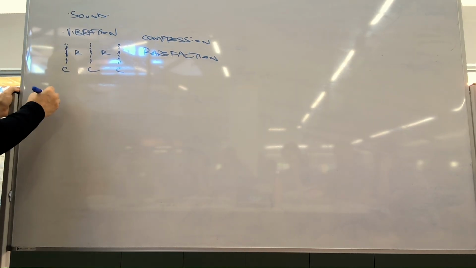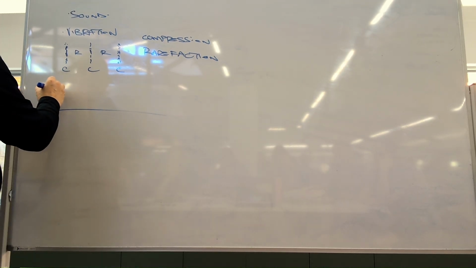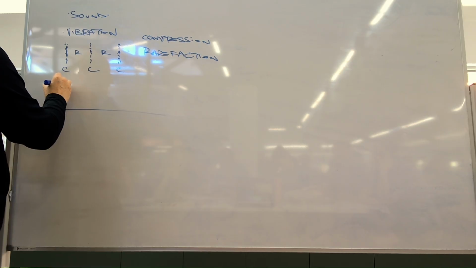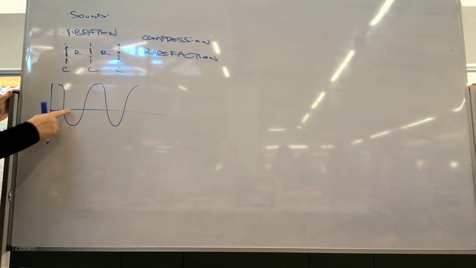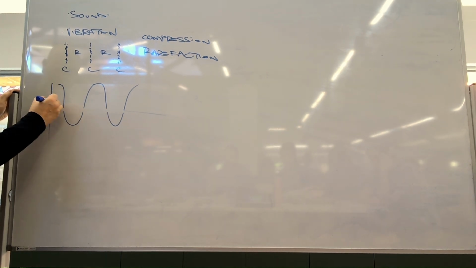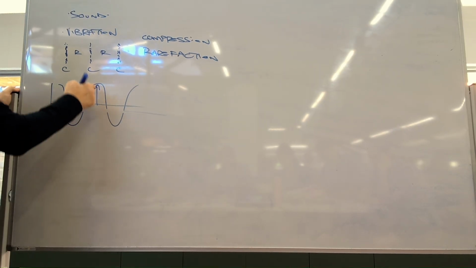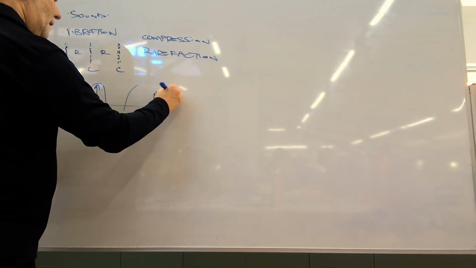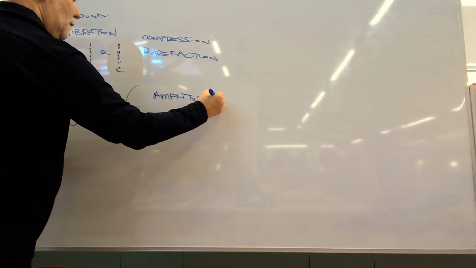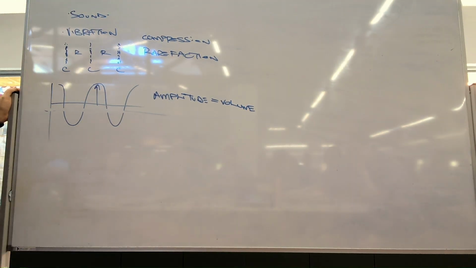Right. So here we can make a graph of this wave. Right, so we've got high pressure here, high pressure, high pressure. All right, that's a terrible graph. All right, we have here from the midline to the top of the wave, that's called amplitude, which equals volume.